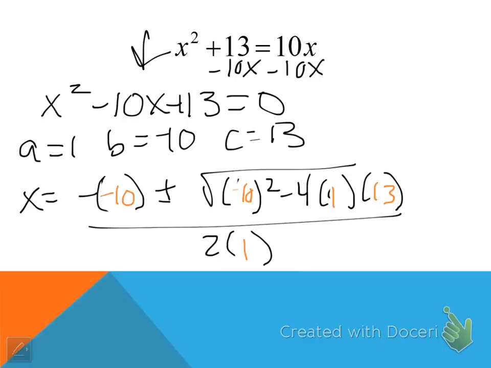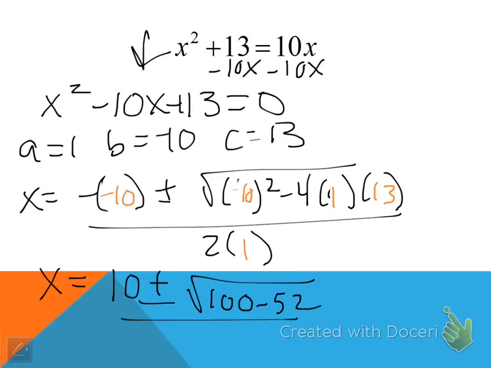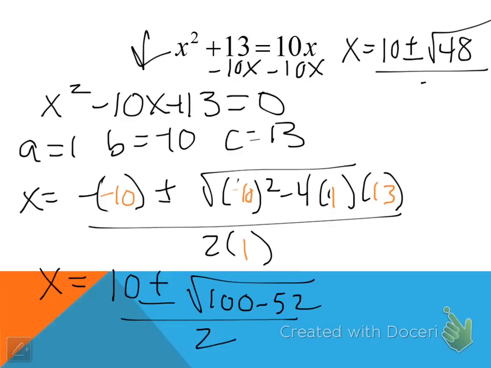So then we would get x equals positive 10 plus or minus the square root. Negative 10 squared is 100. Negative 4 times 1 is negative 4. Negative 4 times 13 is negative 52, all over 2 times 1, which is 2. So then we get x equals 10 plus or minus the square root. 100 minus 52 is 48, all over 2, okay?